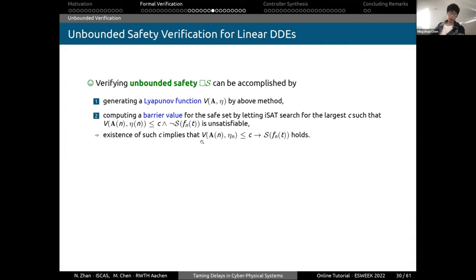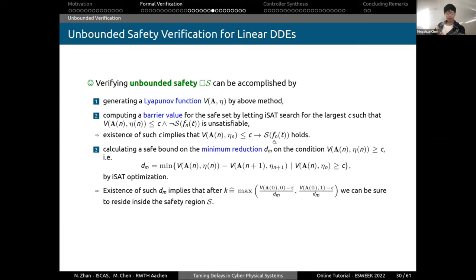Okay, so basically we use the Lyapunov function, we come up with a bound on this function, and then we can guarantee safety. Remember that we still have to tackle unbounded safety, right, when t goes to infinity. So for this case, we need some bound on the discrete steps such that we only need to consider finitely many steps of the discrete time system. And this can be done as listed here.